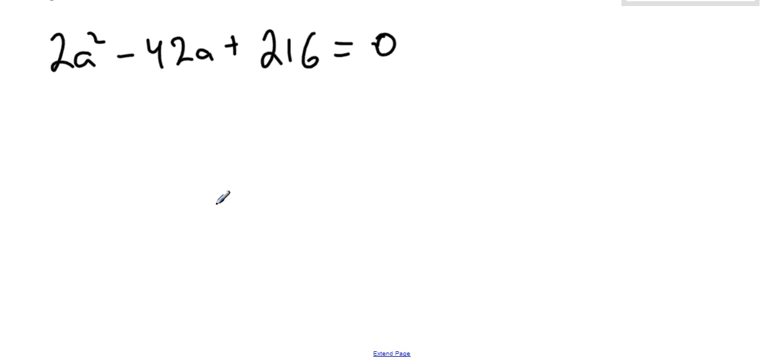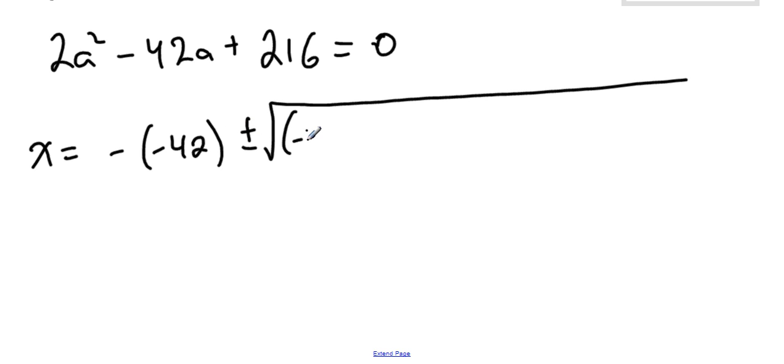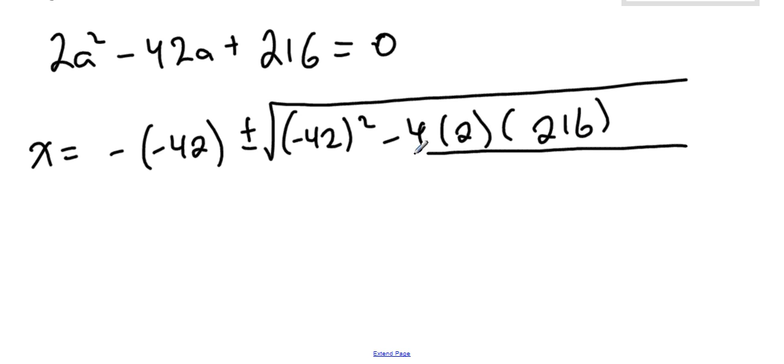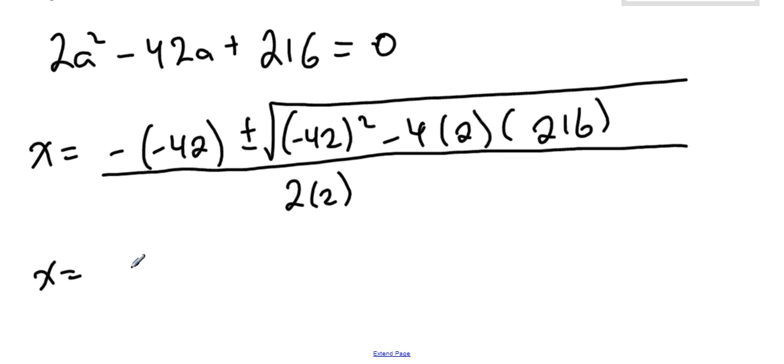So now I can try factoring if I want, or let's go ahead and just use the quadratic equation. So x equals negative b plus or minus the square root of b squared minus 4 times a times c. All of this is divided by 2a. Okay, so be careful, watch your negative signs. Minus a minus means positive 42. Let's calculate the discriminant. So 42 squared, subtract, bracket, 4 times 2 times 216, close bracket. The discriminant is 36.